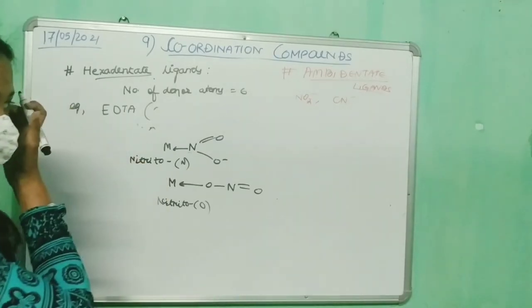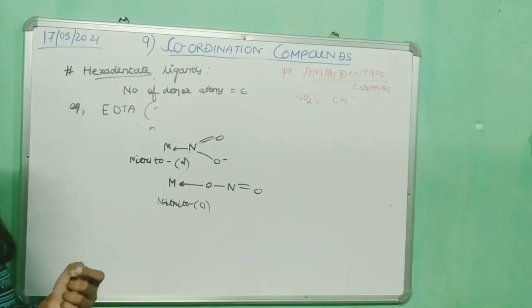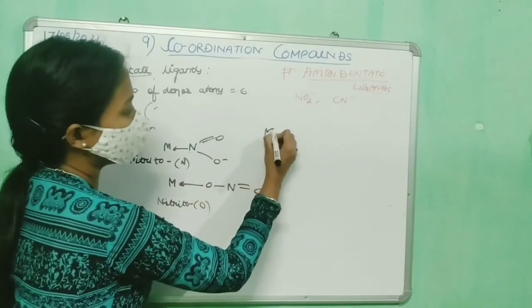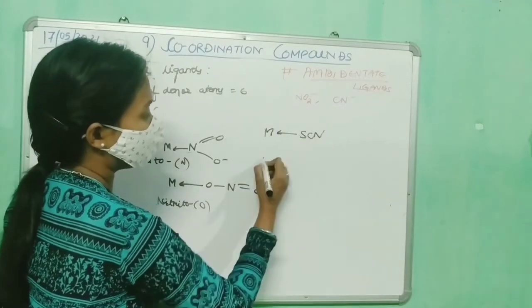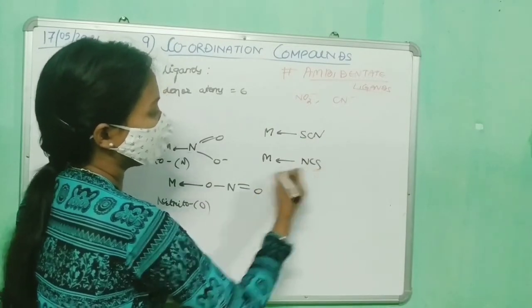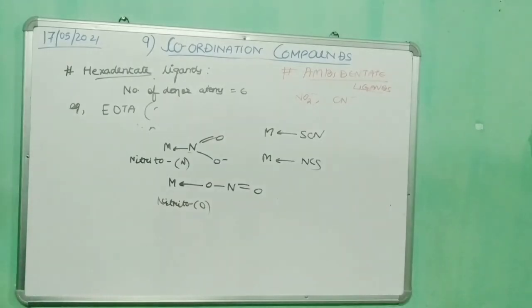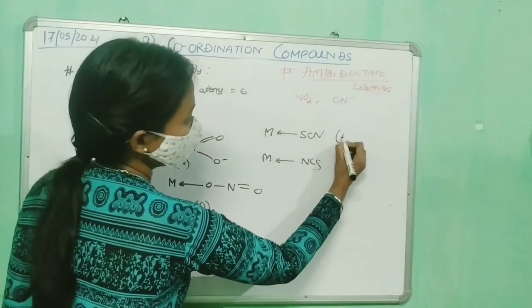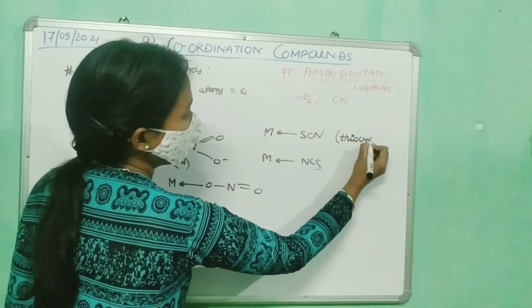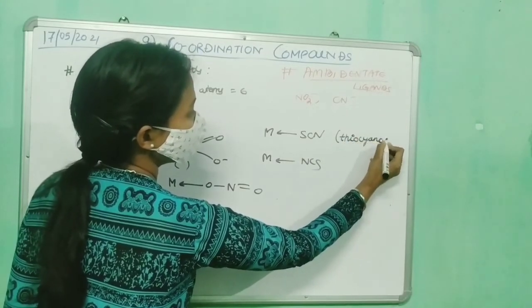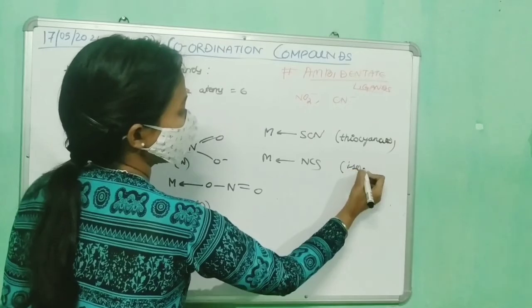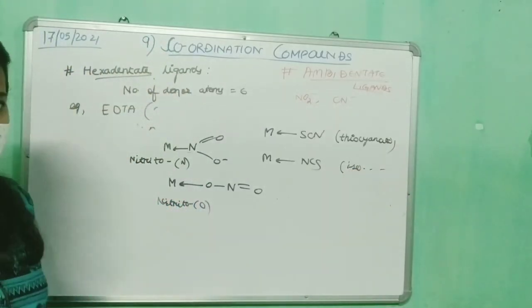Similarly, cyanato, and similarly there is thiocyanato and isothiocyanato. If it is donating through sulfur, then it is your thiocyanato, and if it is donating through nitrogen, then it is your isothiocyanato, right? So I hope this much is clear to you all.